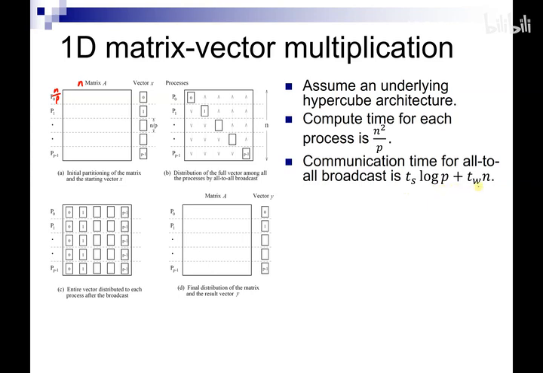And then you also need to multiply, so TW is the time to send one word, and the total amount of data that we're sending is n. Because if you look at every process, it's going to end up getting the entire vector. Initially, it only had one piece of the vector, n divided by p values. And after the all-to-all broadcast, it ends up with the entire vector of n values. So that's why we have this n here, because this is the amount of data that each processor is receiving.